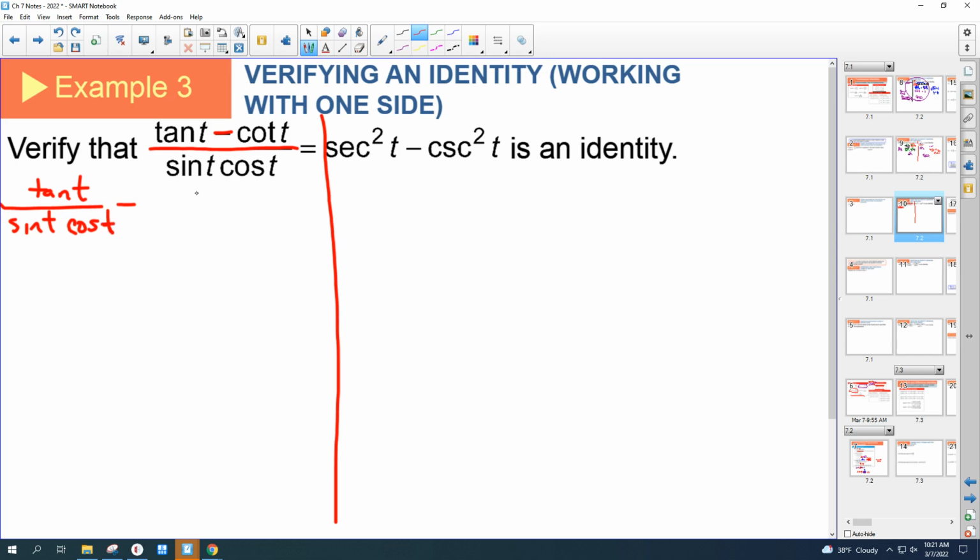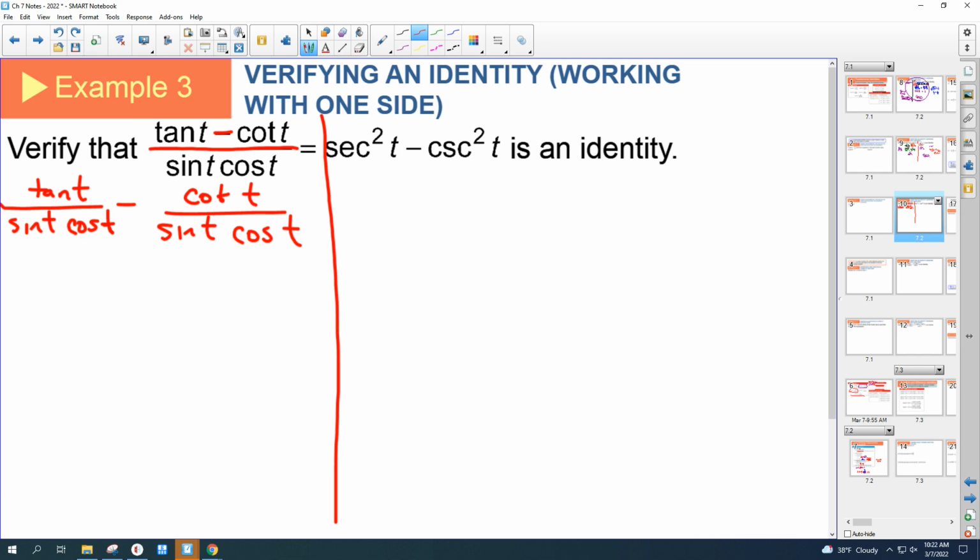Minus cotangent t over sine t cosine t. Now, I was hoping something canceled out. It doesn't really cancel out. I'm looking over at the other side, and I don't really see how that is going to work. And so we go back to our tips, and we don't really have a whole lot of things that we can try.